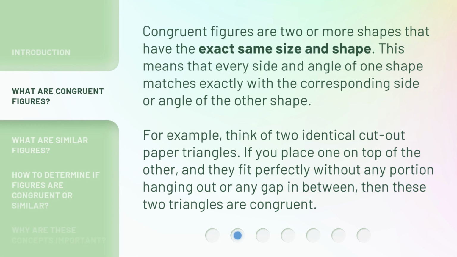Congruent figures are two or more shapes that have the exact same size and shape. This means that every side and angle of one shape matches exactly with the corresponding side or angle of the other shape. For example, think of two identical cut-out paper triangles. If you place one on top of the other, and they fit perfectly without any portion hanging out or any gap in between, then these two triangles are congruent.